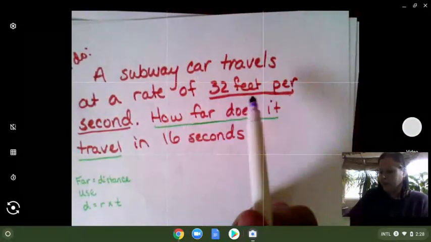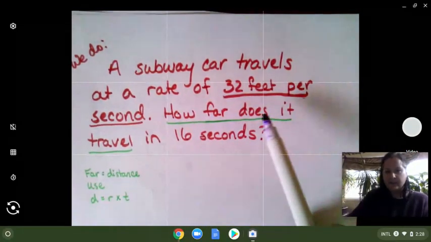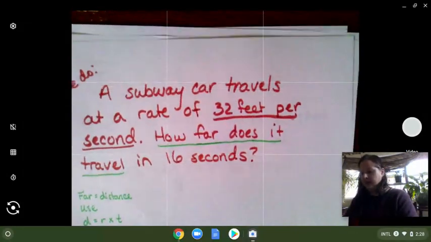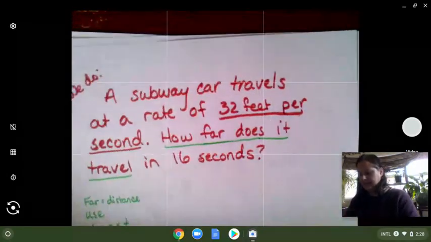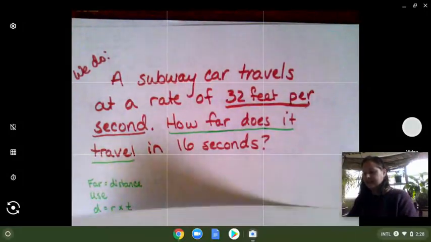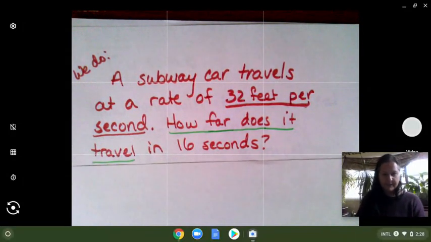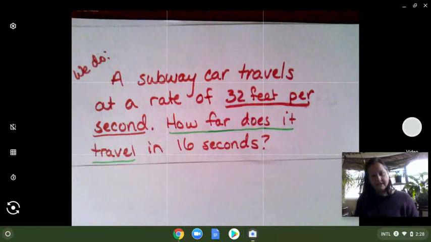It says a subway car travels at a rate of 32 feet per second. How far does it travel in 16 seconds? So it's asking how far it travels. How far would be a distance? It's not a rate, it's not how fast, it's not the time, it's a distance. How far is a distance?